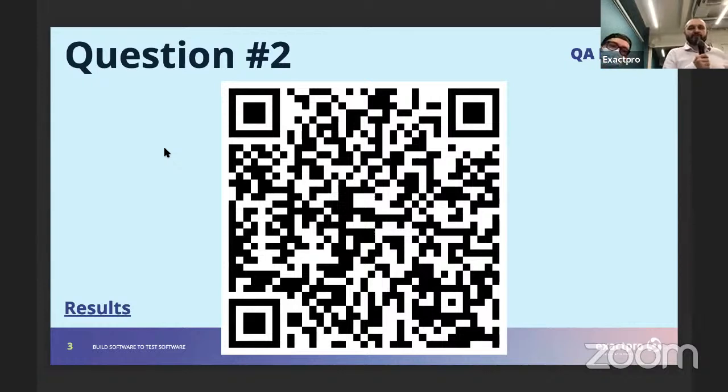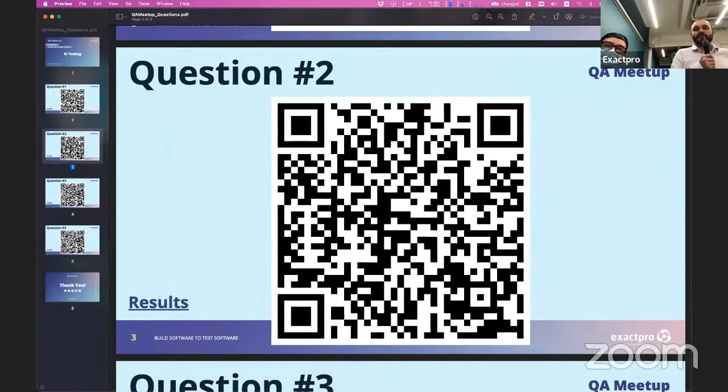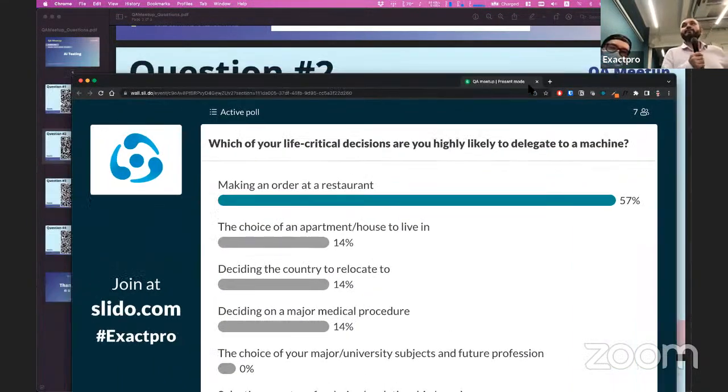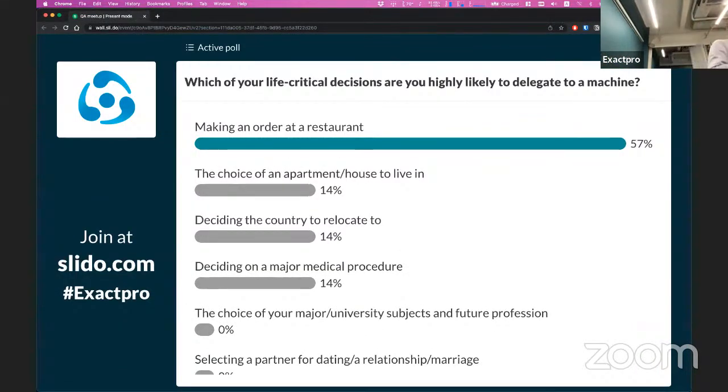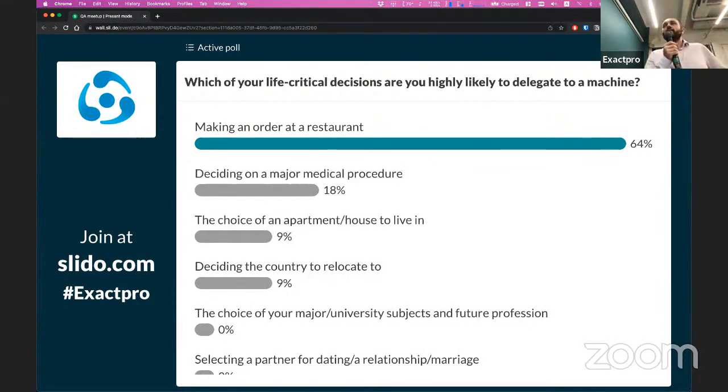So the question was, which of your life-critical decisions are you highly likely to delegate to a computer, a machine? So, okay, you see different life situations. One of them is, for example, deciding the country to relocate to, or deciding on a major medical procedure you need to go through, or consulting your relatives. But some people may use machine learning to choose a profession or a university to attend, and maybe even a partner for dating or relationship. So different options. We assume that it is something you are willing to delegate. So this question is, what would you delegate first?